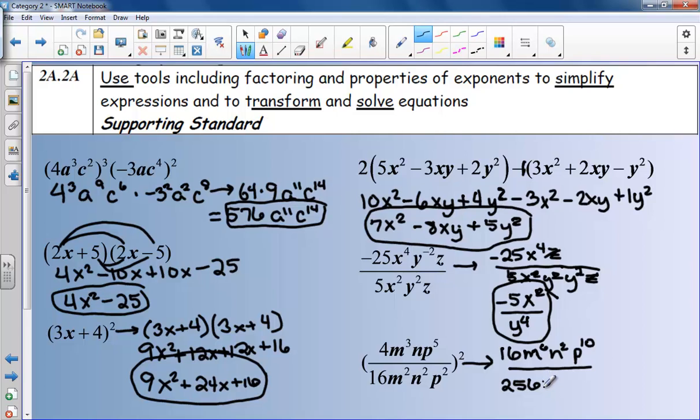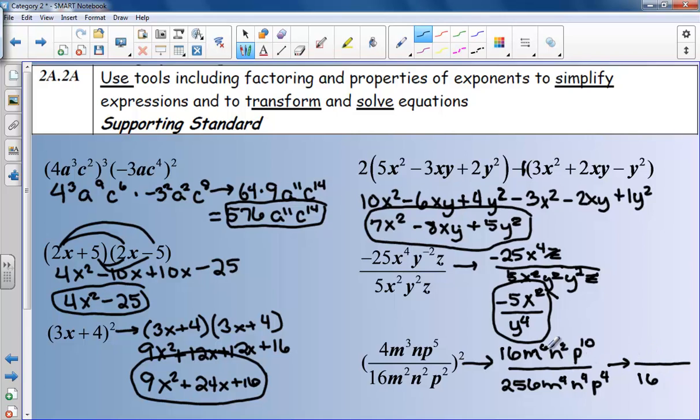M squared twice, so I've got m to the 4th power, n squared twice, so n to the 4th power, p squared twice, so p to the 4th power. Okay, let's see if we can then simplify this a bit. So 16 over 256 should reduce down to 1 over 16. I don't need to write my 1 up here.